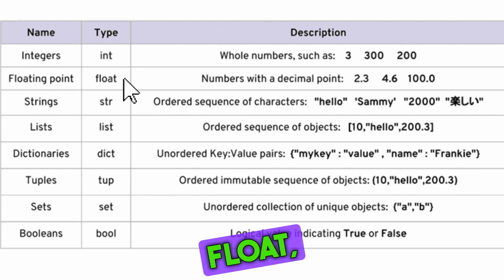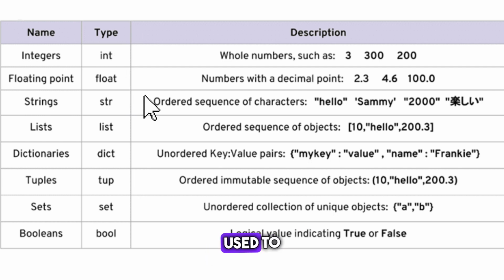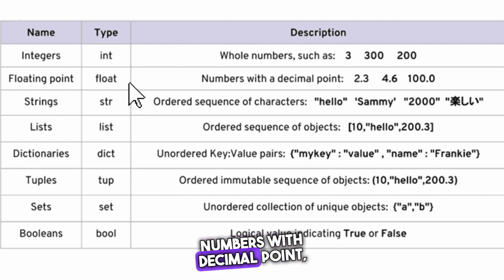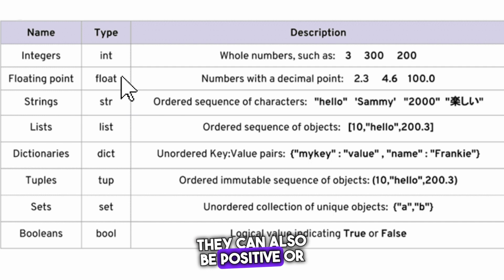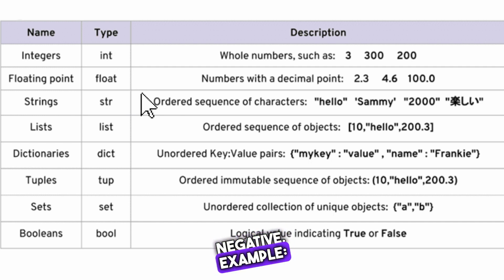Then we have float, which is denoted by float itself. Floats are used to represent numbers with a decimal point. They can also be positive or negative. Example: 3.14, minus 0.5, 2.0.